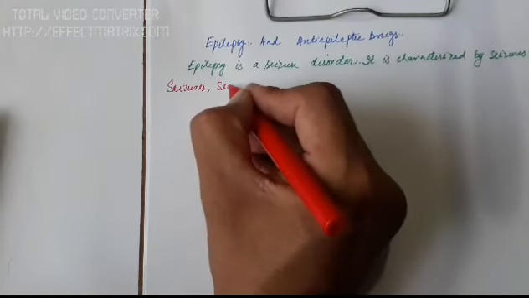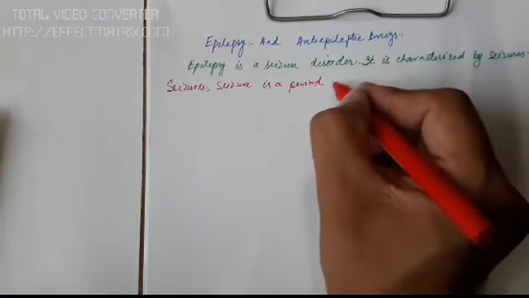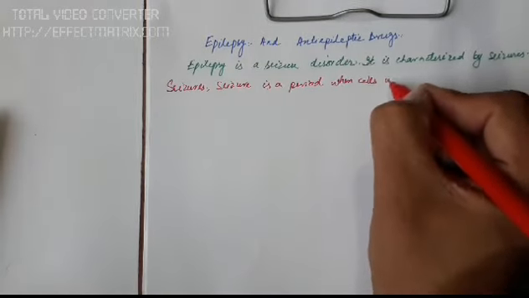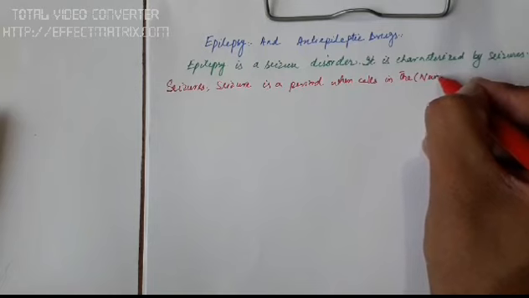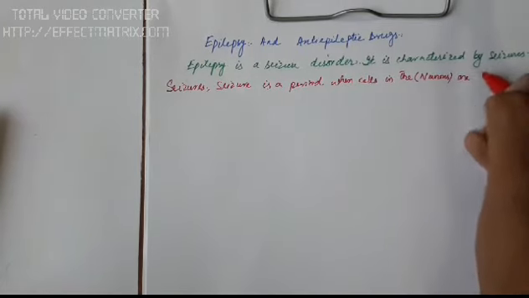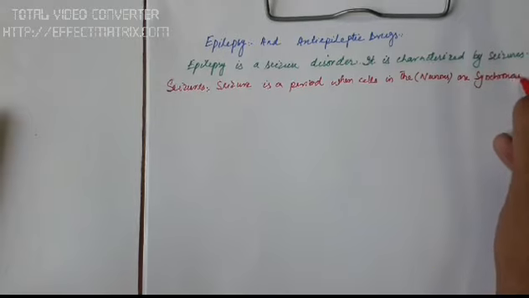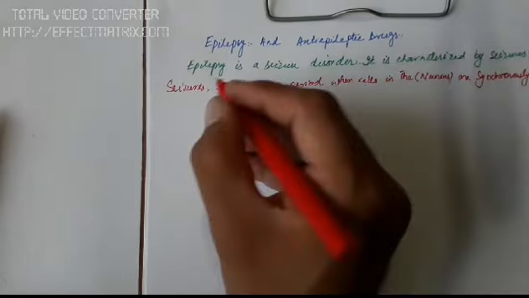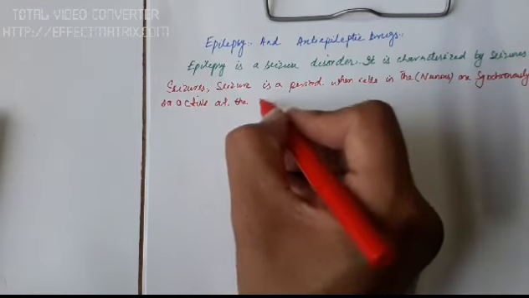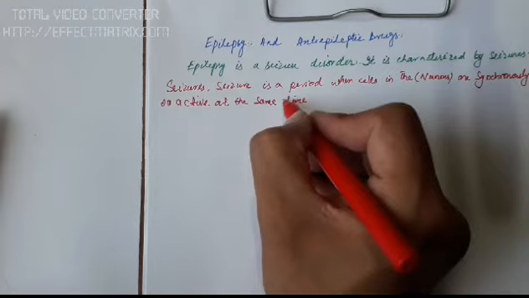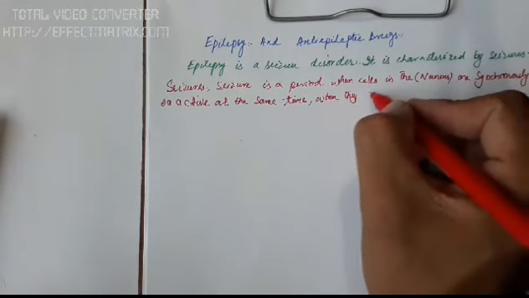Seizure is a period when cells in the brain, that is neurons, are synchronously active at the same time when they are not supposed to.